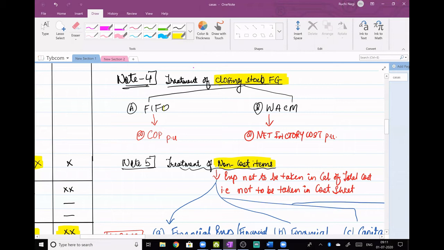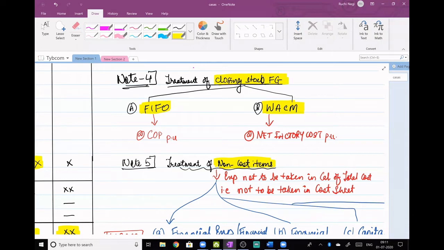In cost sheet, when I say FIFO method, that means I will consider which rate? Cost of production per unit rate. Please note down all these things. I will be taking cost of production per unit rate. And when I'm taking weighted average cost method, I'll be considering net factory cost per unit.